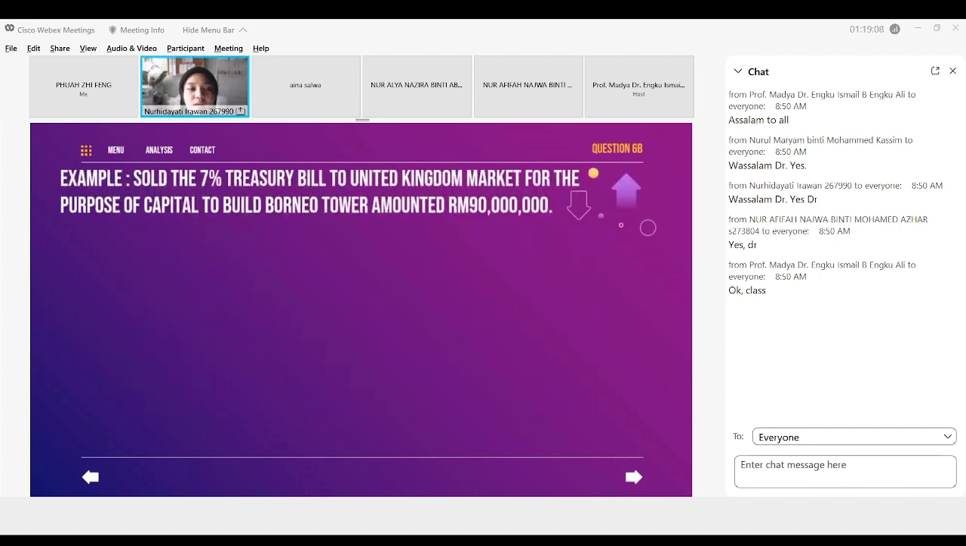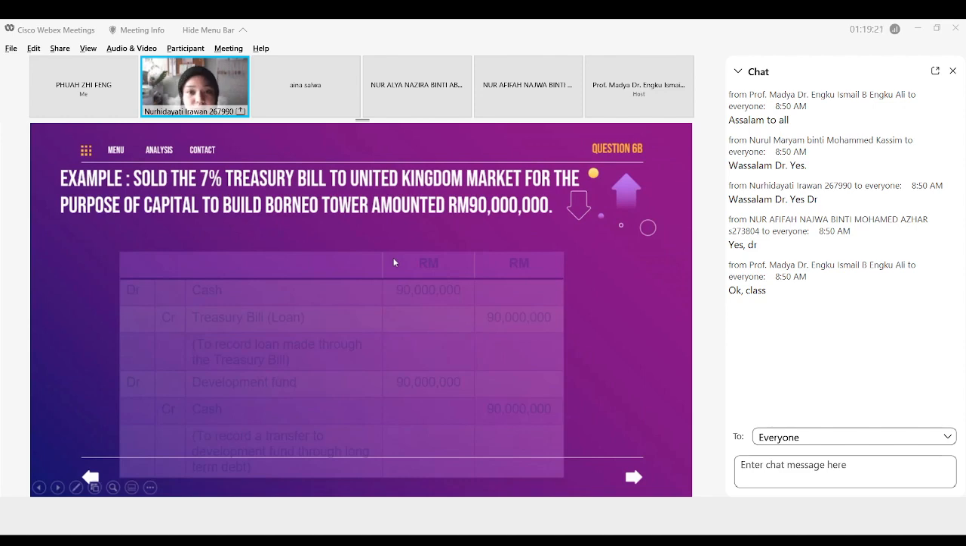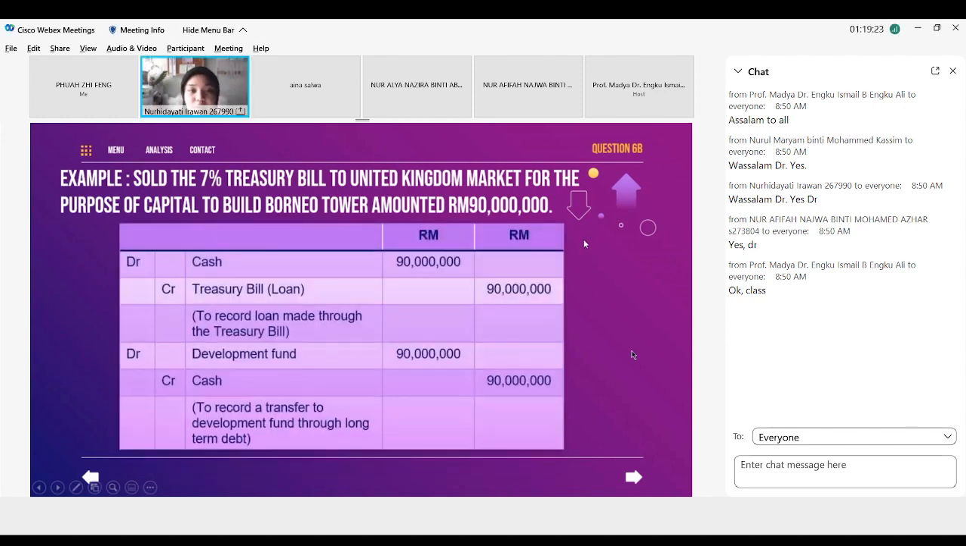Let us see the example. Sold the 7% treasury bill to the United Kingdom market for the purpose of capital to build Borneo Tower, amounting to 90 million. So debit cash 90 million and then credit treasury bill loan 90 million, to record the loan made for the treasury bill. And the next journal entry is debit development fund 90 million, credit cash 90 million, to record the transfer to development fund through the long-term debt.